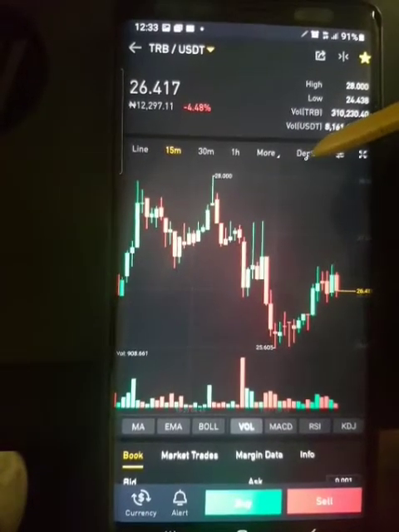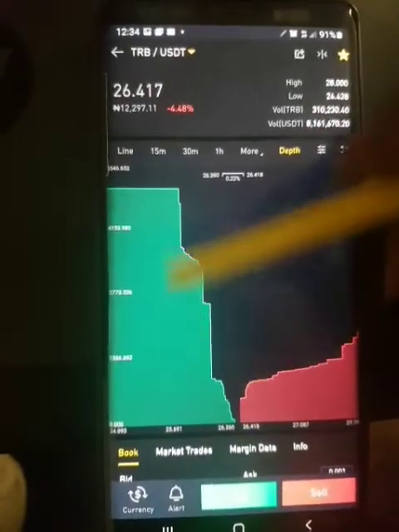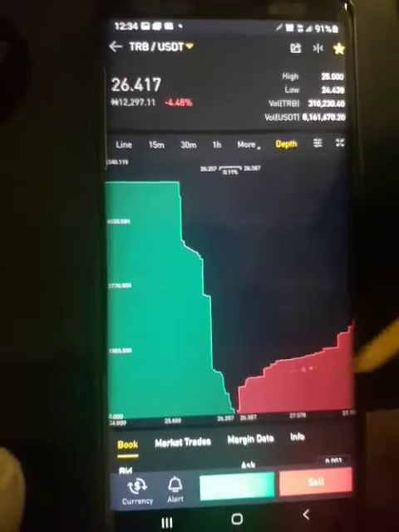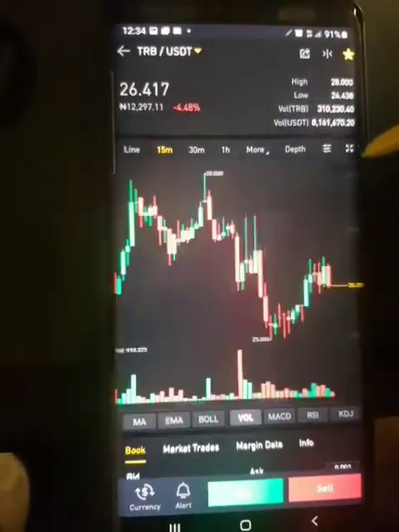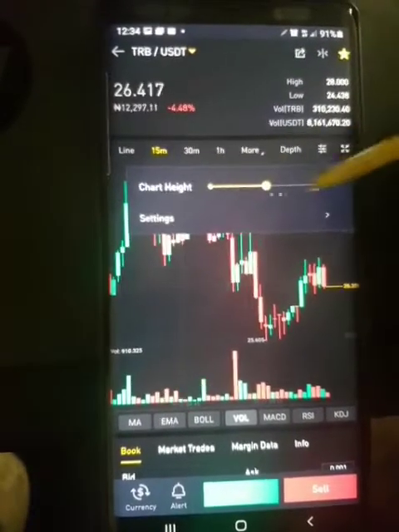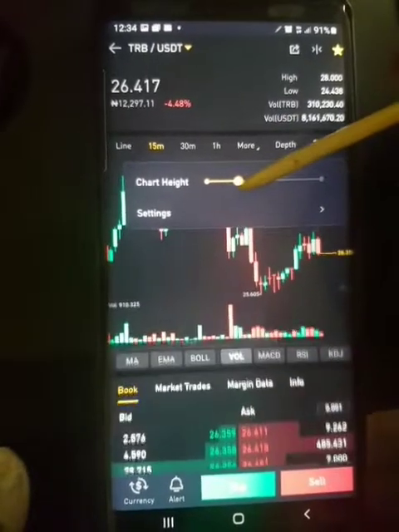If you come here, you can check market depth. This is market depth. These are the bidders, and these are the people that are asking to sell. So you come back to 15 minutes. Now you come here, you have settings. This is like a setting here. You can increase your charts, you can reduce, you can see that.